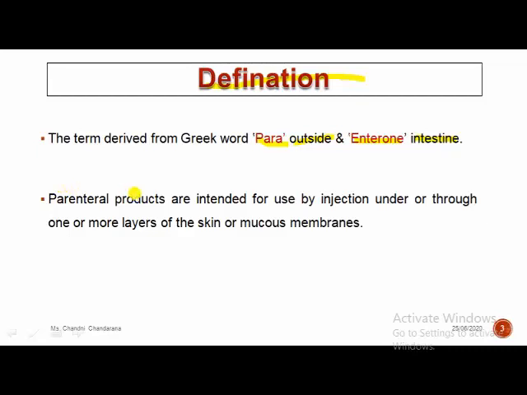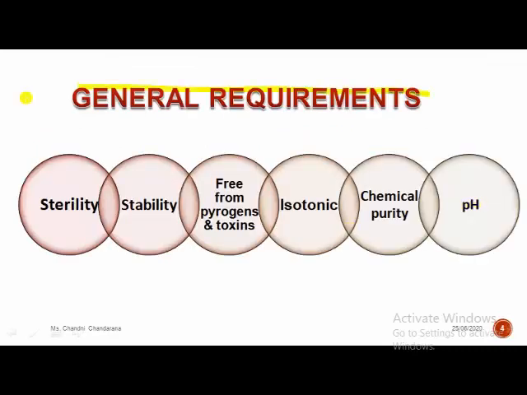Now we will see the definition of parenteral preparations. Parenteral products are intended for use by injection under or through one or more layers of skin or mucous membrane. You can say it's an injectable preparation. Now next is the general requirements, meaning how your parenteral product should be.